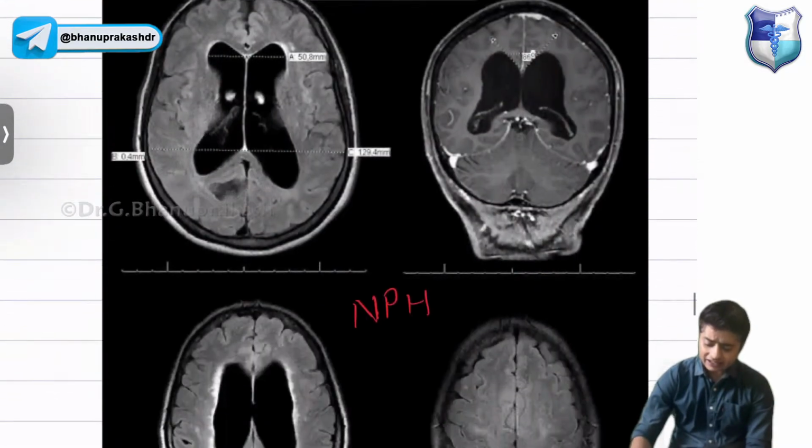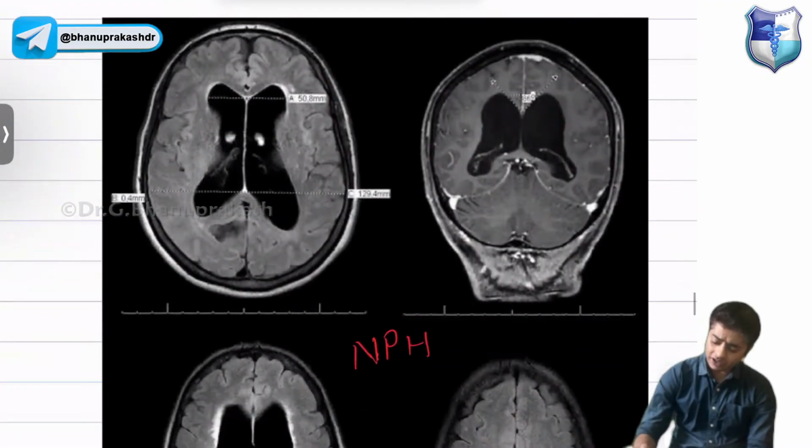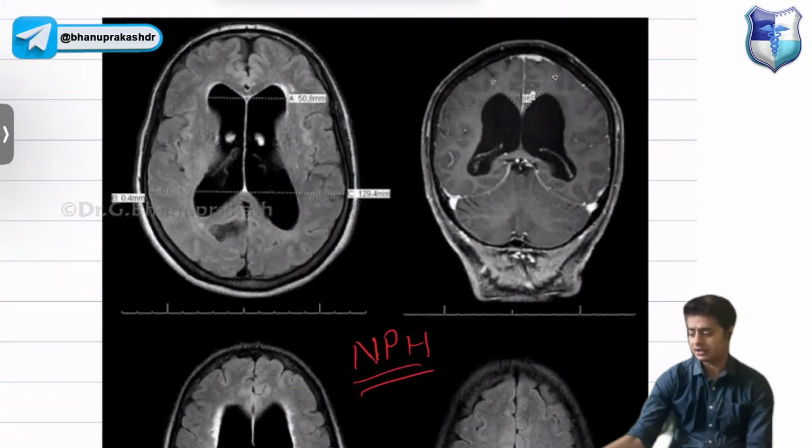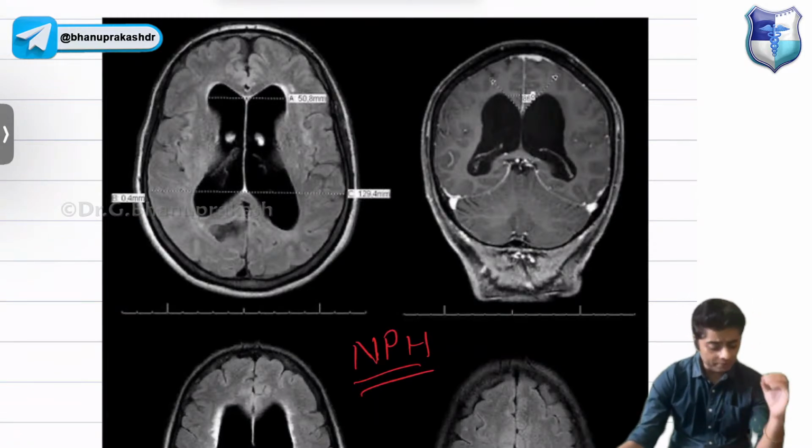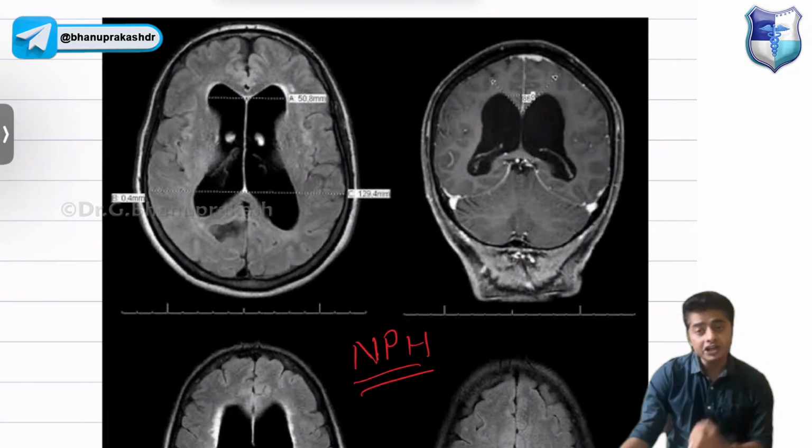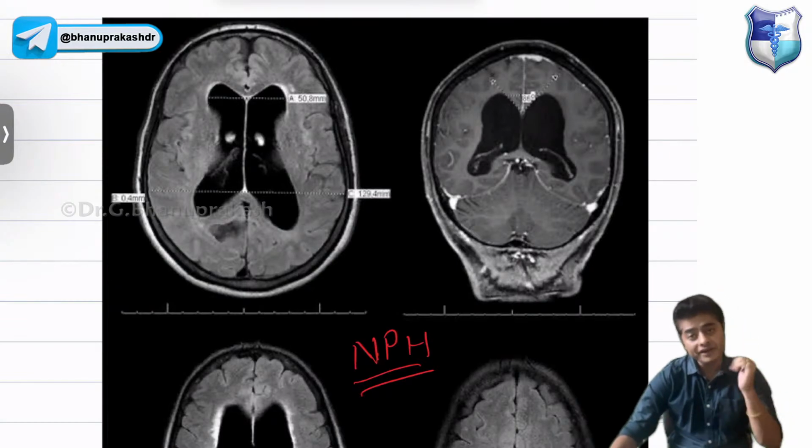But we all know that there is a condition known as normal pressure hydrocephalus. That is your NPH. In that also, dilatation of ventricle is there.